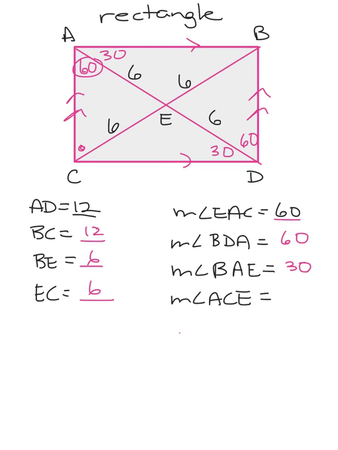Now let's think about this. We already looked at diagonals. We said that they were congruent and they bisected each other. So we said that segment AE is 6 and segment CE is also 6. So obviously those sides are congruent. When we take a look at this triangle right here, that's where our focus is, I realize I have an isosceles triangle. So this angle right here is 60, and this angle here is also 60 because the base angles are congruent in an isosceles triangle. So the measure of angle ACE is equal to 60.